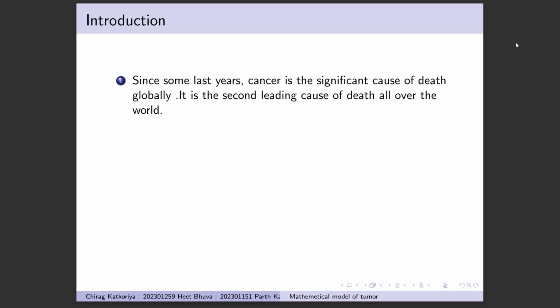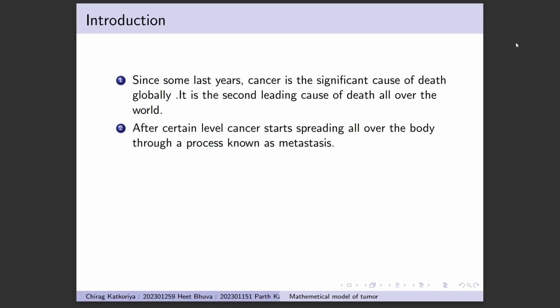But a question arises: why only tumor? Why only cancer? Because cancer has become a significant cause of death globally. It is the second leading cause of death all over the world, according to the report of the World Health Organization in 2018. And so it becomes necessary to research it.